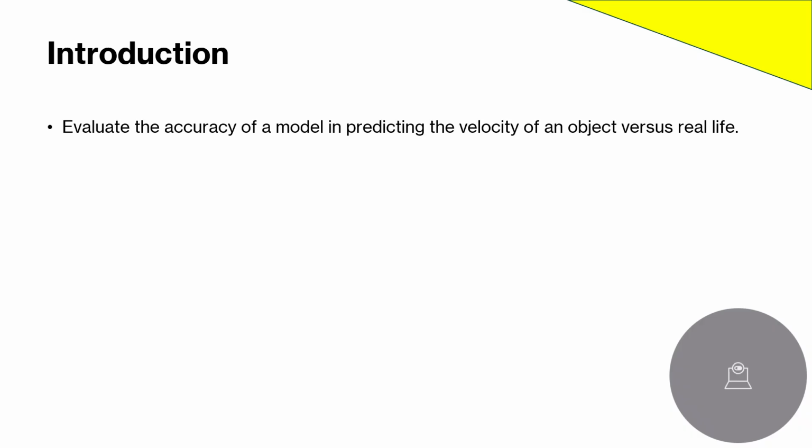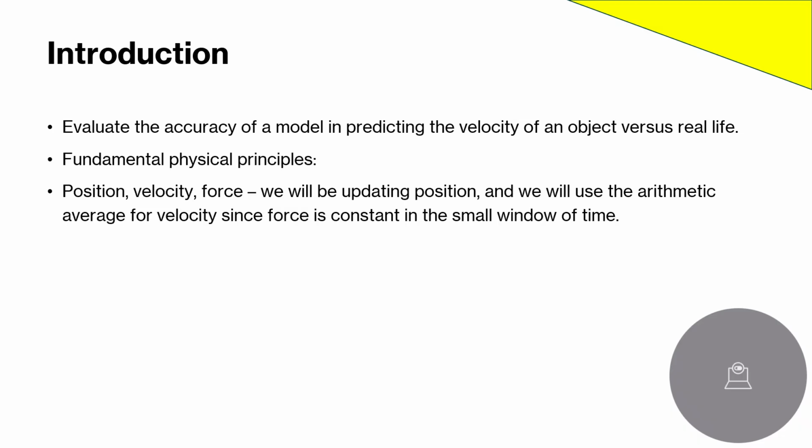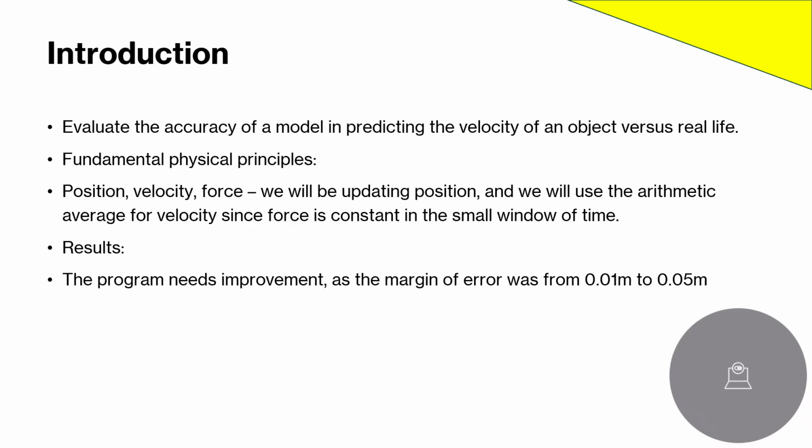So for an introduction, the purpose of this experiment is to evaluate the accuracy of a computational model in predicting velocity. We'll be using position to calculate displacement and velocity to see how fast the object is going and the direction it is going in, and the force because it's going to be affecting the other two. For our results, we're going to see that the program needs improvement as the margin of error was pretty high.